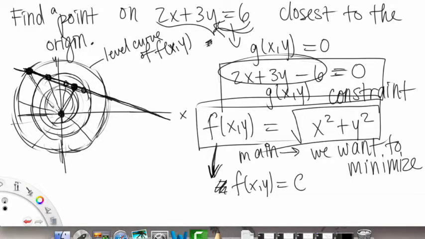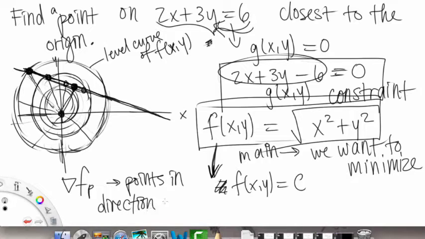But now, what's important is that we're going to make use of what we know about the gradient. So we know that the gradient of f at some point p points in the direction to get to the next level curve the fastest, okay? So the gradient of f at p points in the direction of greatest increase, of maximum increase.